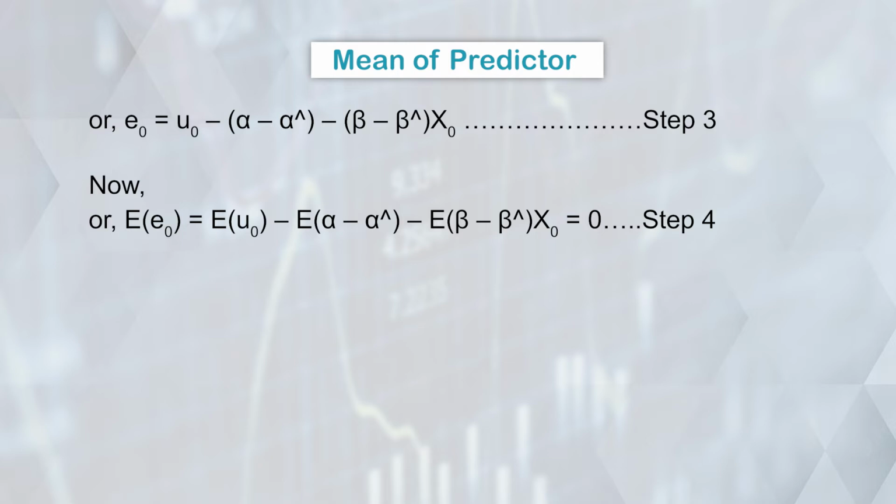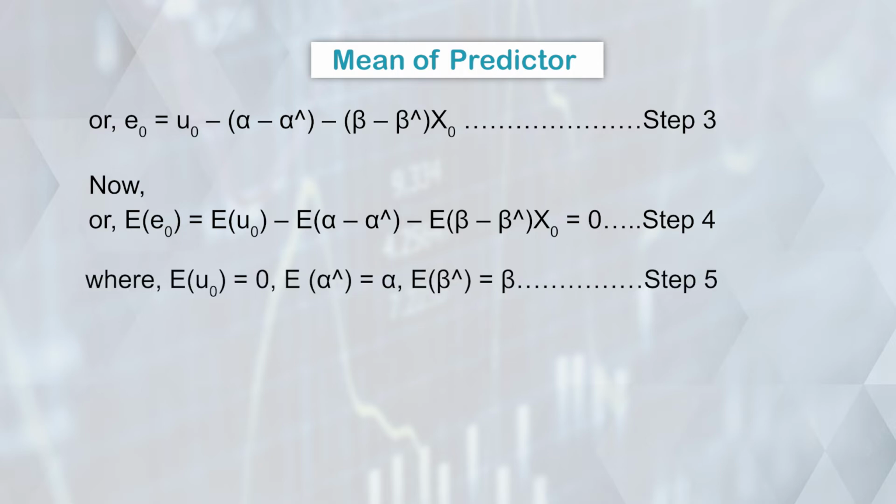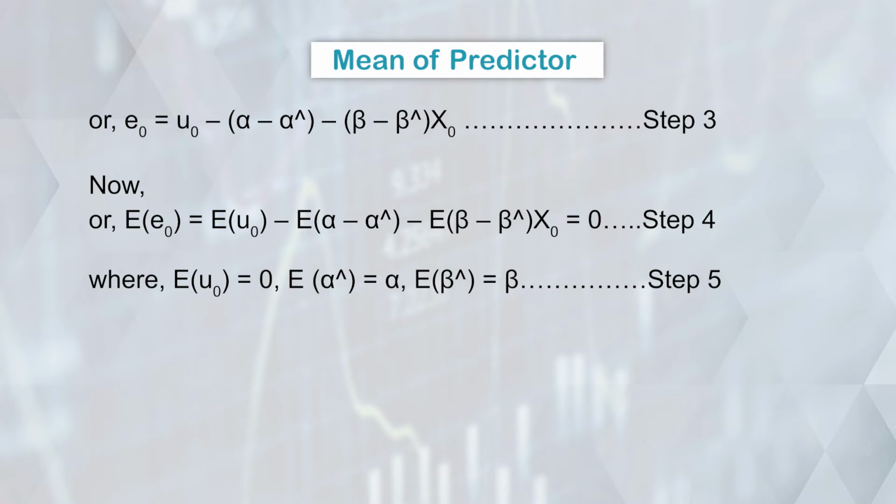For example, expectation of e0 is equal to expectation of u0 minus expectation of these constant terms. Then we have expectation of this difference between the actual and the predicted value of the slope coefficient into x0, which comes up as the specific value of x equals to 0. Why 0? Because according to our OLS assumption, the sum of the errors must be 0. So thereby the expected error or expectation of e0 is 0, which is step number 4. So we know expectation of u0 is equal to 0 and alpha hat equals alpha, which means that alpha hat is an unbiased estimator of alpha.